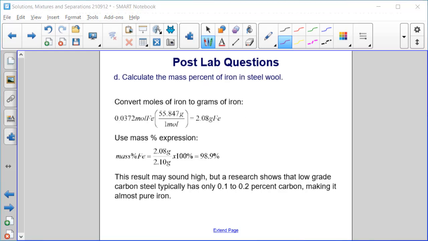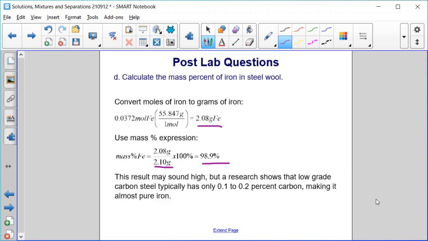And then finally, calculate the mass percent of iron in steel wool. So the first thing we do is take the moles of iron that we found in part C, multiply by the molar mass of iron to get our mass of iron, 2.08 grams. And then use this mass percent expression where we take the mass of the iron divided by the total mass of the sample. If you go back a few slides, the mass of steel wool is 2.10 grams. Multiply by 100 and find out that 98.9% of the sample is iron.